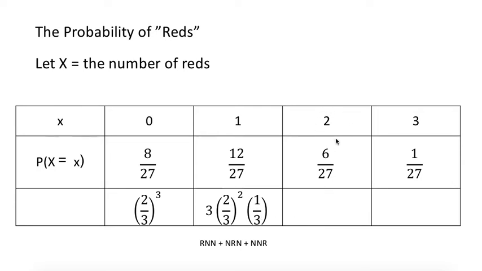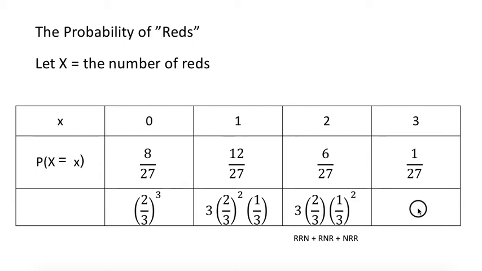And getting 2 reds is really similar to this, because this time you'll have 3 ways of getting 1 not red and 2 reds. Okay, red, red, not red, not red, not red, red. There's 3 ways. So it's 3 times the probability of not red times the probability of red times the probability of red. Okay, and how do you get 3 reds? The only way is red, red, red. So it's 1/3 times 1/3 times 1/3.